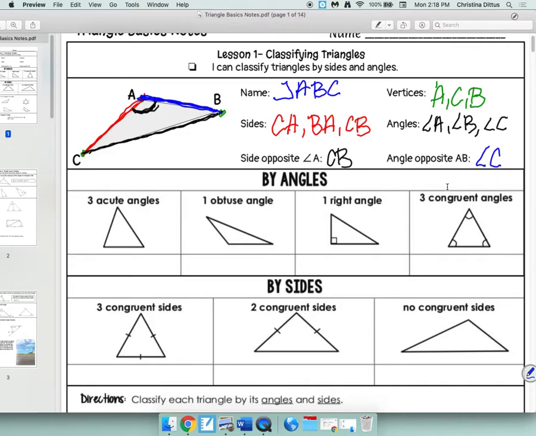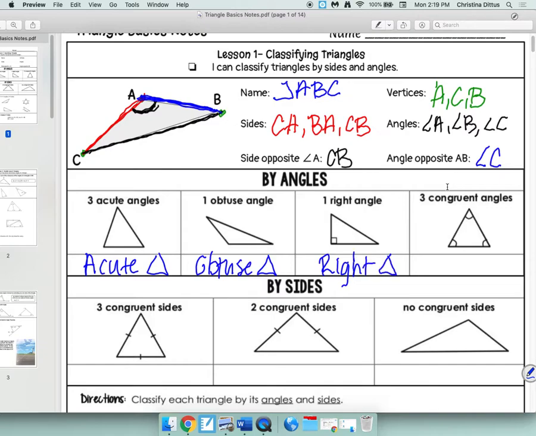Your angles and sides, naming triangles, this is probably what you learned way back when. If I have three acute angles in my triangle, we call it an acute triangle. If I have one obtuse angle, I call it an obtuse triangle. If I have a right angle, I call it a right triangle.